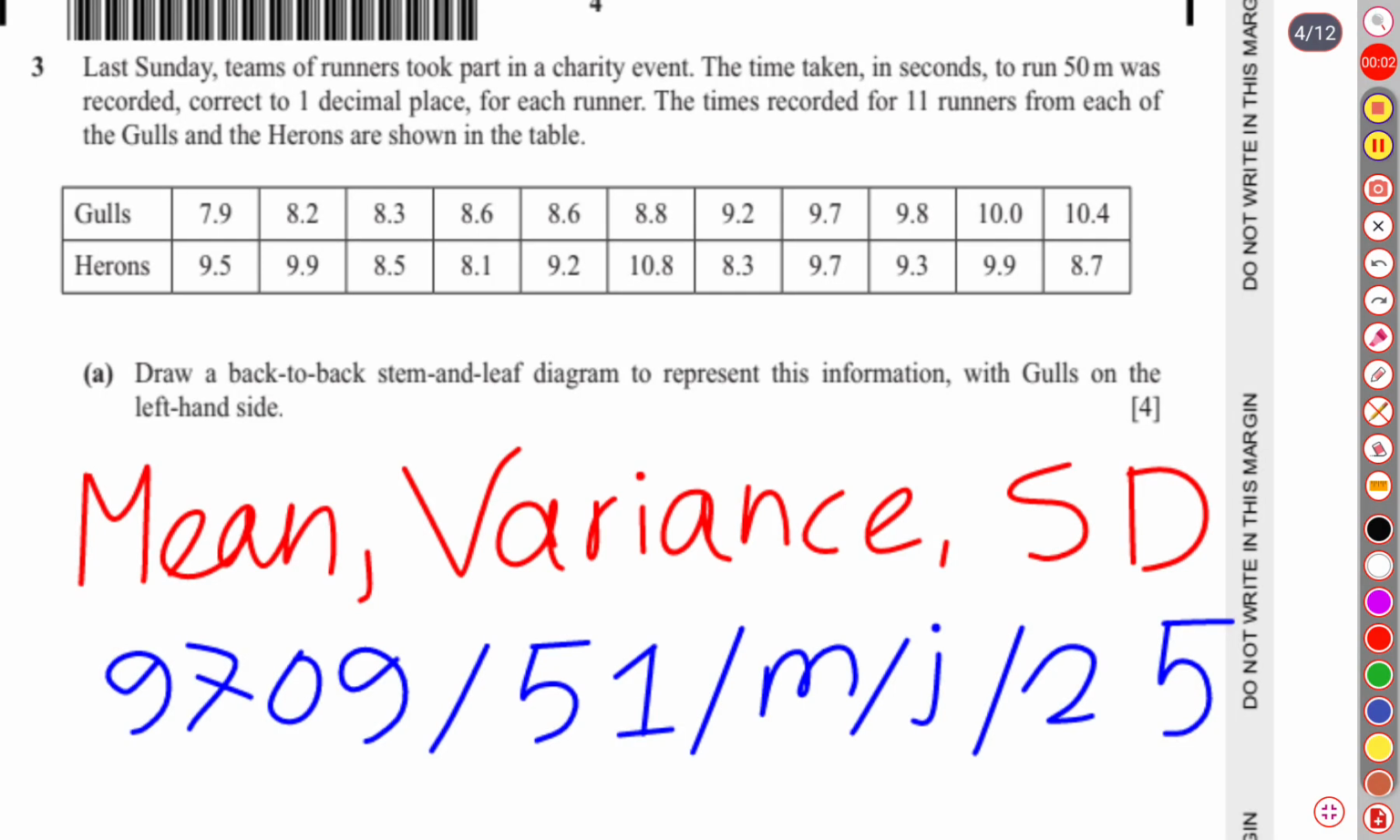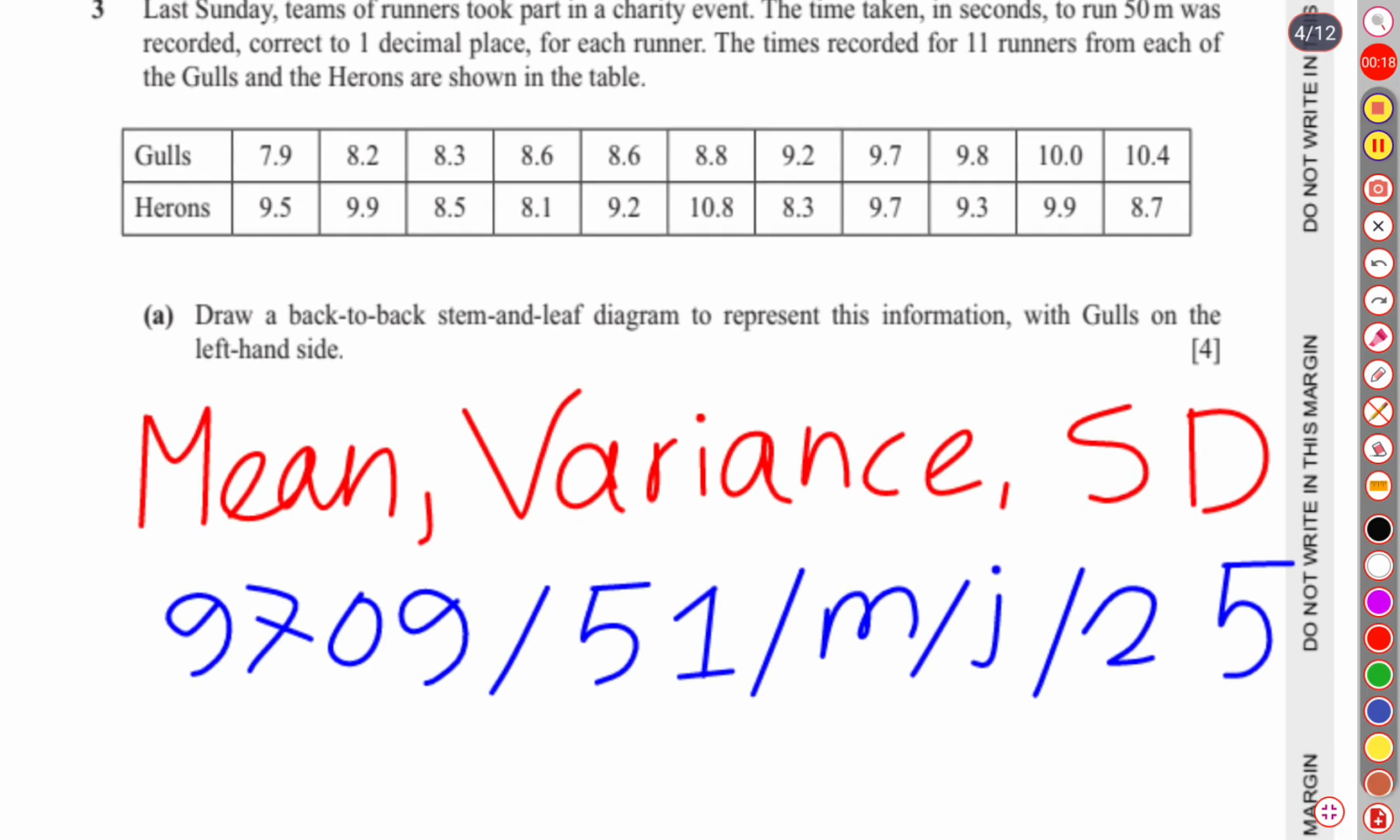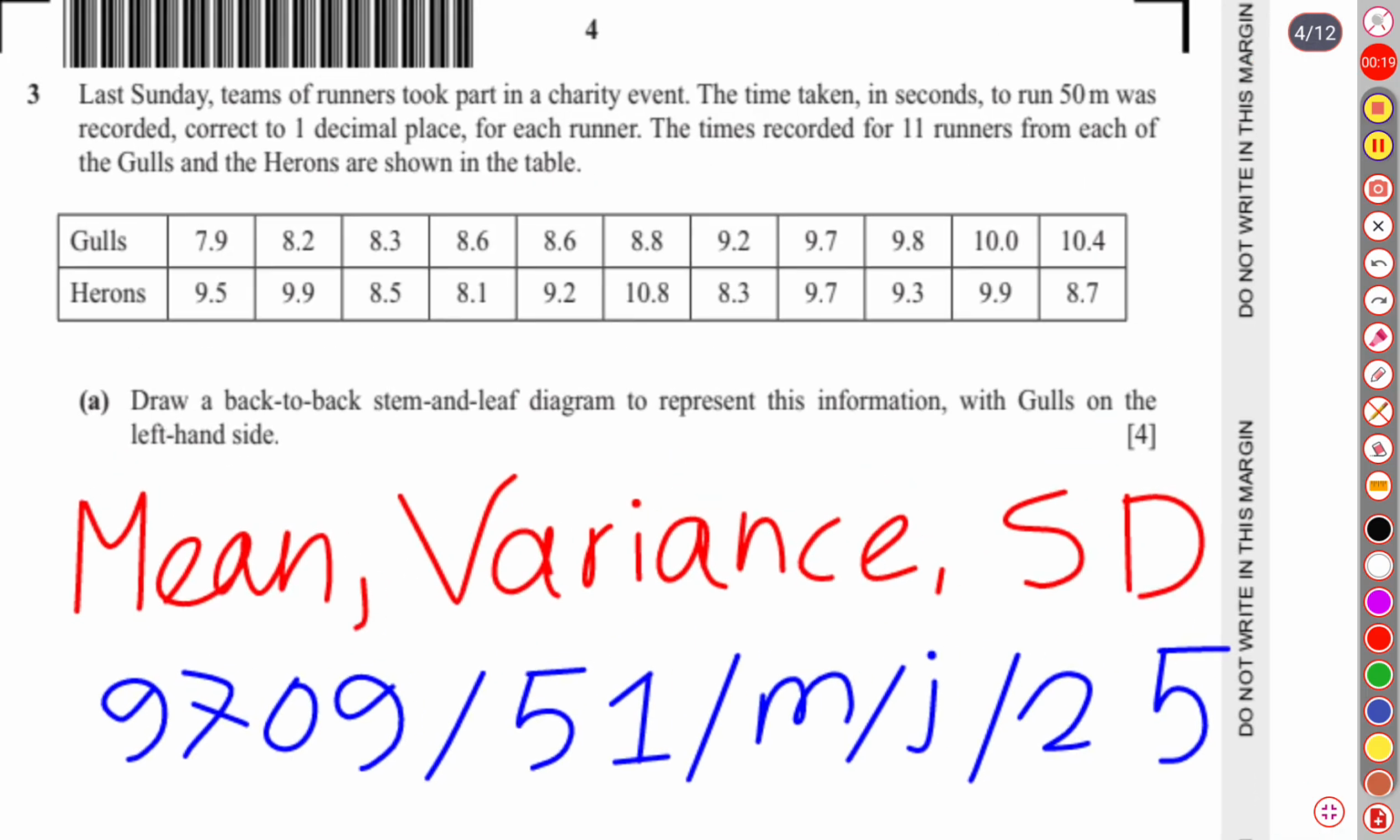Now we are going to solve some questions under the mean, variance and standard deviation topic. Under this topic, we have chosen the first question from paper 9709/51 for the session May June 25. Question number 3 belongs to the mentioned topic.